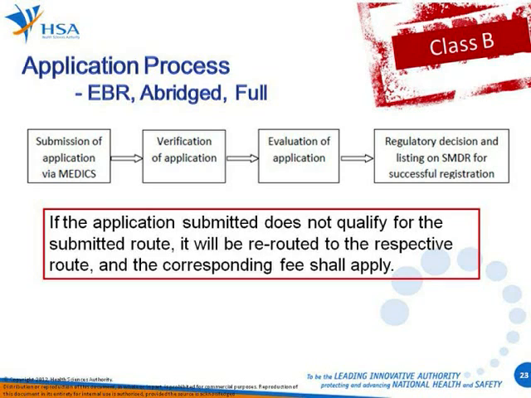So if the application submitted does not qualify for the submitted route, it can be rerouted to the respective route and the corresponding fee will then apply. So take for example, if you are submitted via EBR, and it does not qualify for EBR, you can reroute it to an abridged route and the abridged fees will apply. But if you are submitted via EBR and you want to route it to an IBR application, then that will not be possible. So take note that the rerouting only applies to the EBR, abridged and full routes.